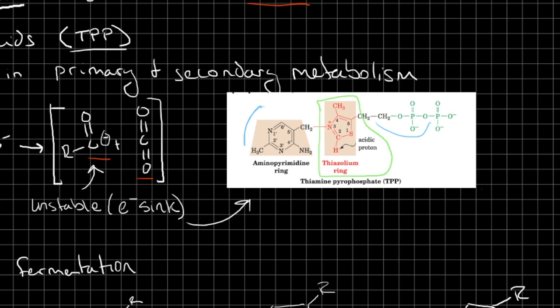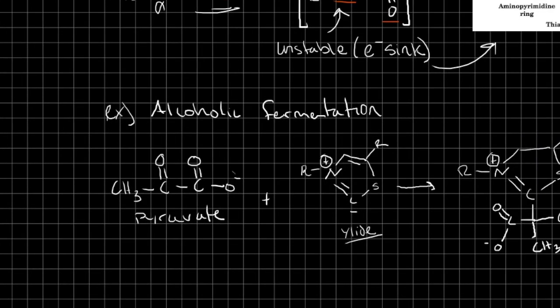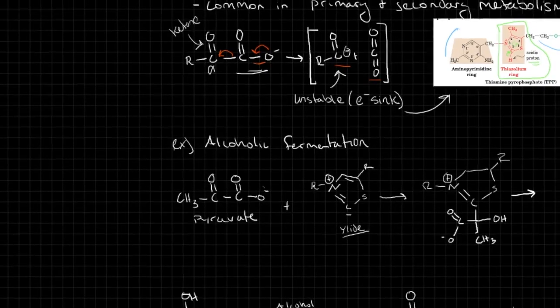This thiazolium ring has an acidic proton, and so you can deprotonate it, and these electrons will come back and hang out on this carbon and form what we call an ylide. The ylide will be this stabilized carbanion due to the fact that you have some nice aromaticity in this ring, and that can act as a stabilizing force for that negatively charged carbon. In order to demonstrate TPP, we're going to talk about alcoholic fermentation.